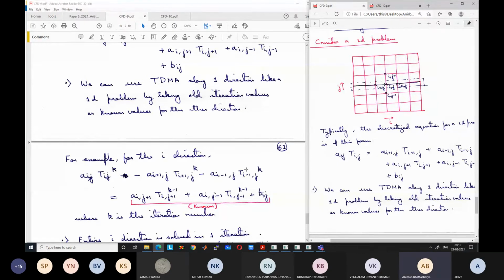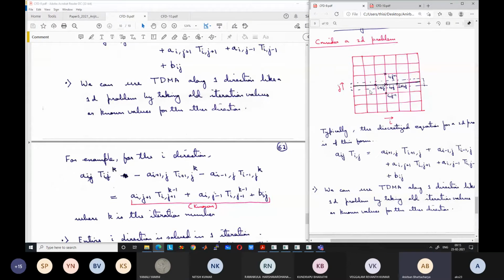Then along the j direction, the two values we will take from the previous iteration. So a_(i,j+1) T_(i,j+1), k minus 1 iteration value. So we are assuming that k minus 1 iteration values are already known for the entire domain. Only the kth iteration values we are trying to find. The previous iteration values are already known. Plus a_(i,j-1), the bottom value, T_(i,j-1), k minus 1th iteration value. Again, it is known. And b_ij, which is the source term, known value.